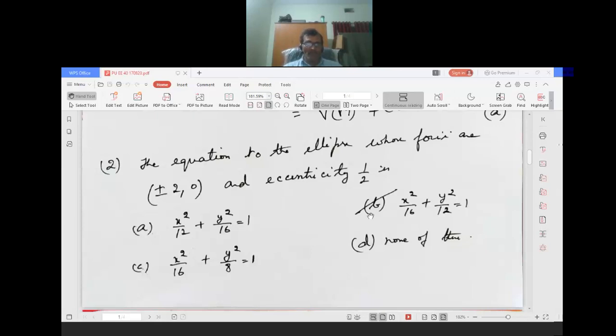Okay. So the first option is x squared by 12 plus y squared by 16 equals 1. Second option, x squared by 16 plus y squared by 12 equals 1. Third option, x squared by 16 plus y squared by 8 equals 1. And fourth option, none of these.